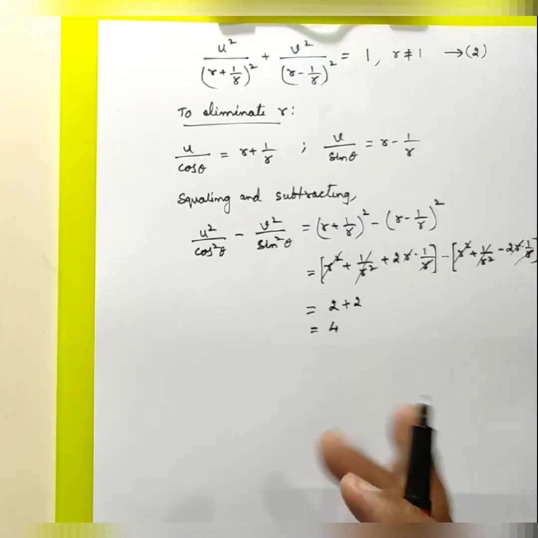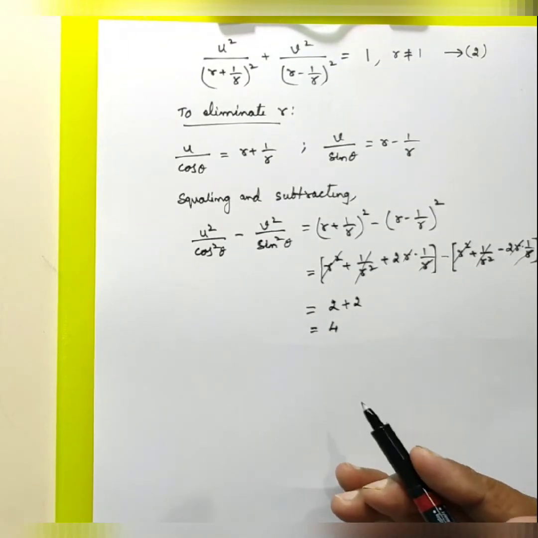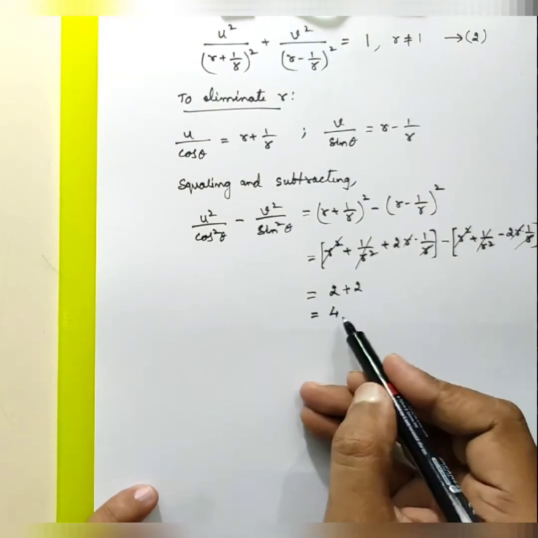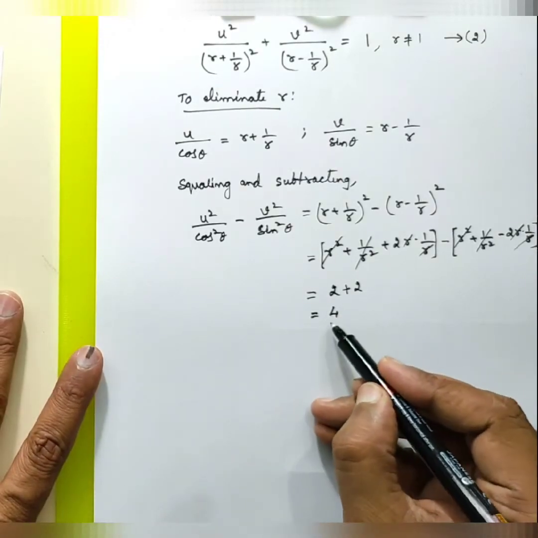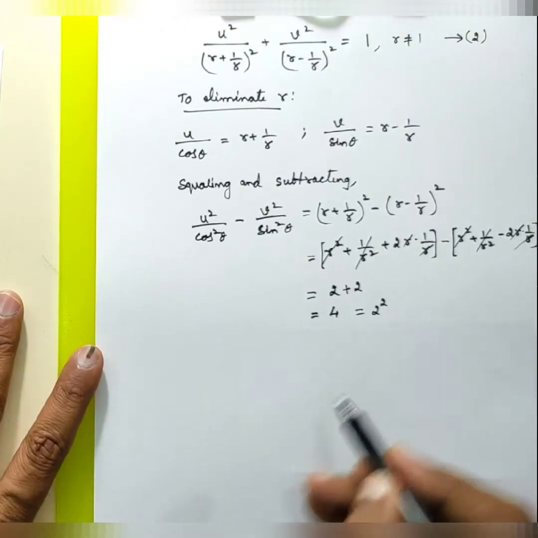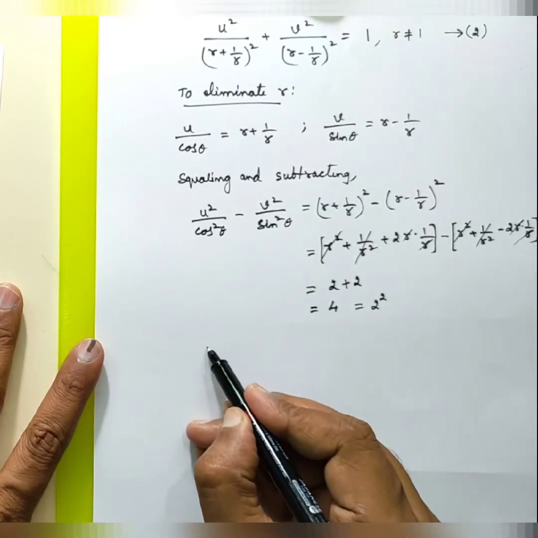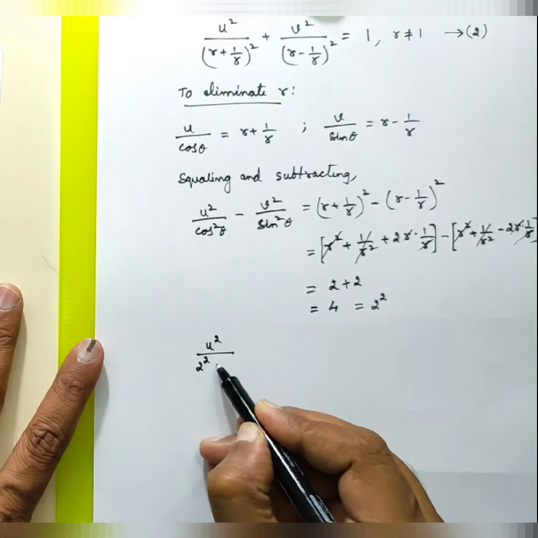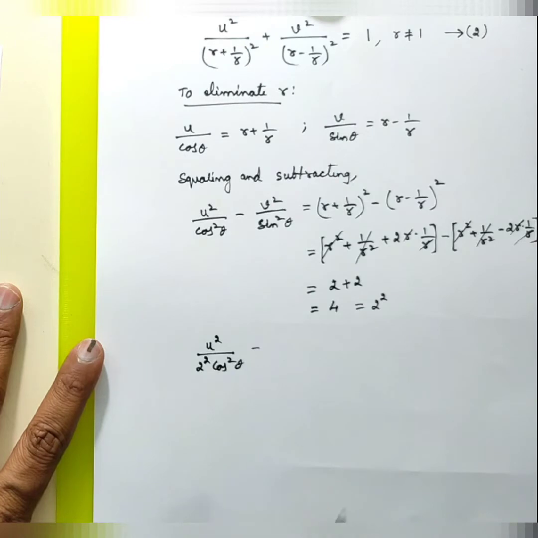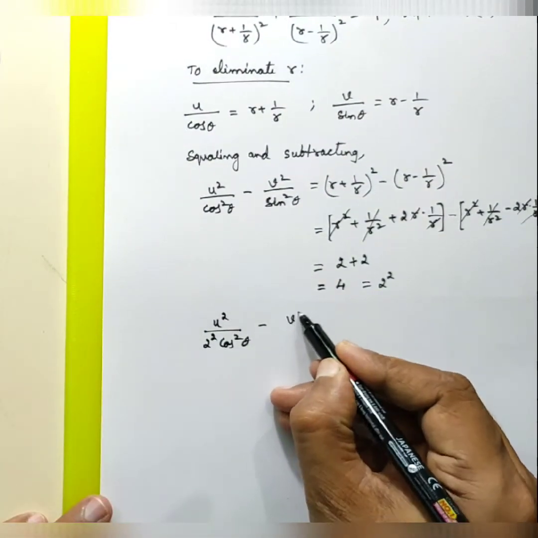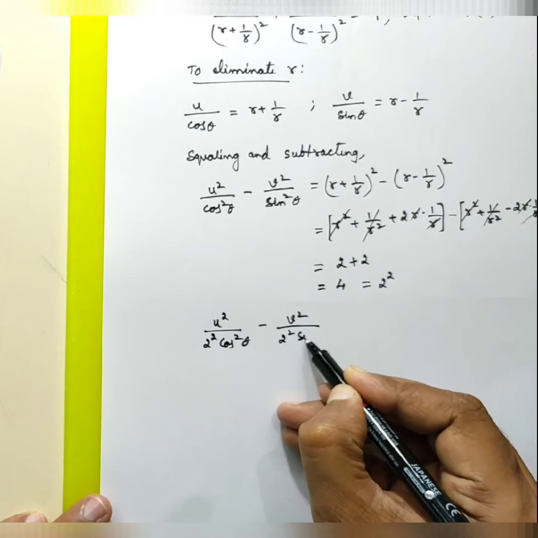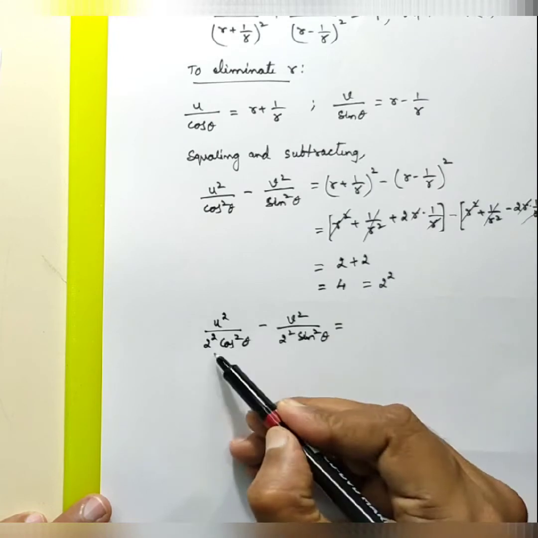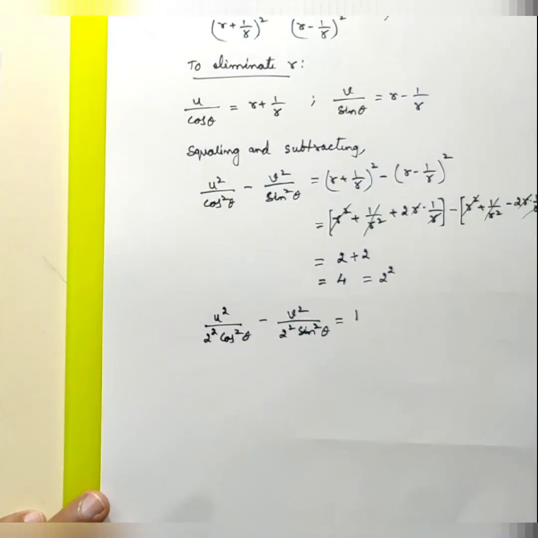Alright, so r has been eliminated and you got this expression. Further, I can rewrite this value. I'll just cross multiply this 4 to the other side, or I can even write this 4 as 2 square. So if you cross multiply, you get u square divided by 2 square cos square of theta, minus v square divided by 2 square sin square of theta, will be equal to, because you already took this 2 square to the other side, only 1 is left.